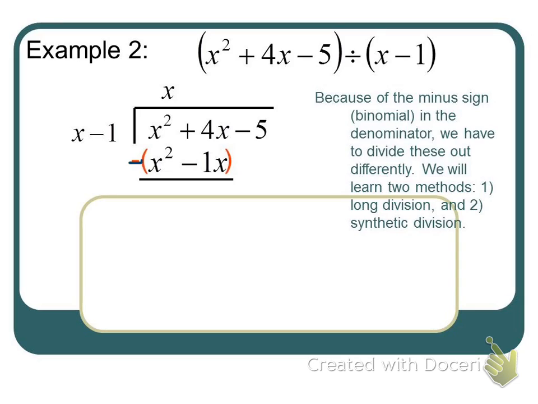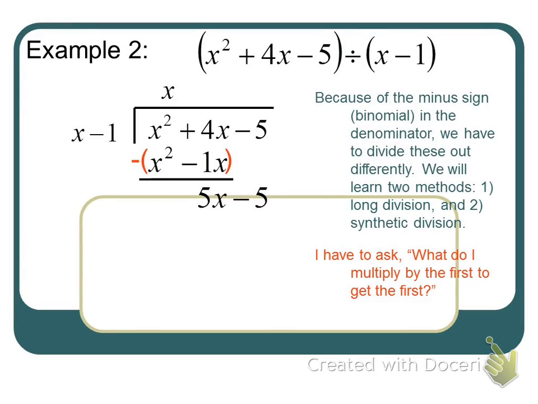So when we combine those terms, x squared minus x squared is gone. 4x minus negative 1x is 5x. And then bring down the next term, and the process continues. 5x divided by x is 5, right? So that'll be plus 5.